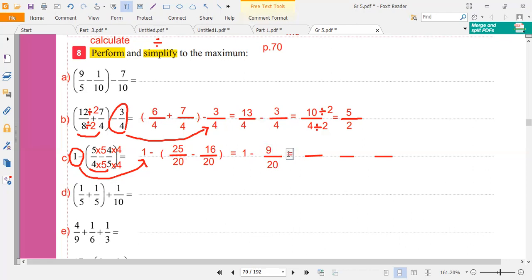Now we have to subtract 9/20 from 1, but 1 is a number. So can we subtract a fraction from a number? Surely not. So what we have to do, we have to add a denominator for this number, and the denominator should be 1, because when we add the denominator 1, the number does not change. Now 20 is a multiple of 1, so we multiply the first fraction by 20.